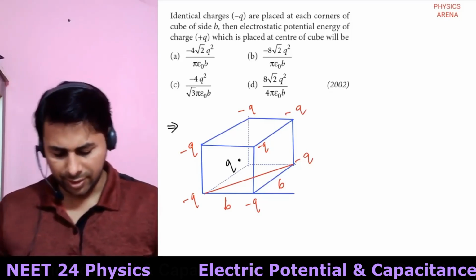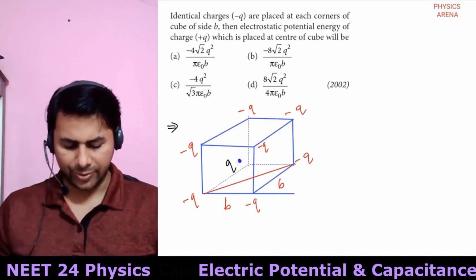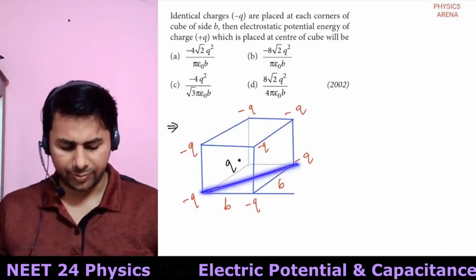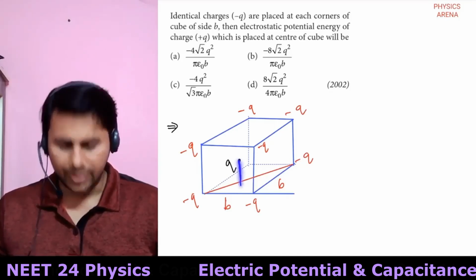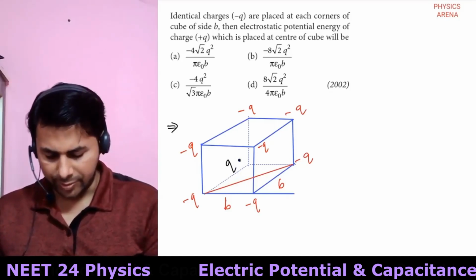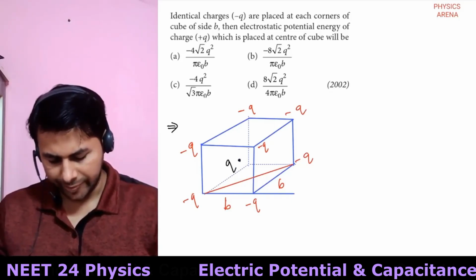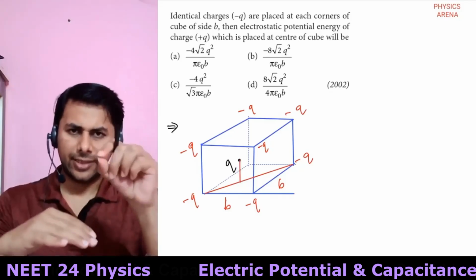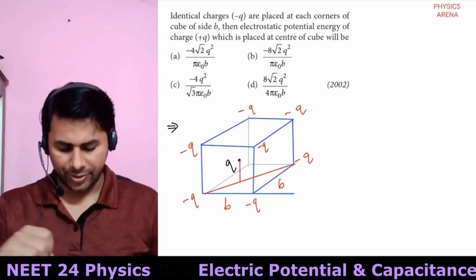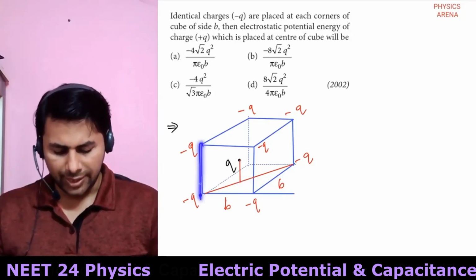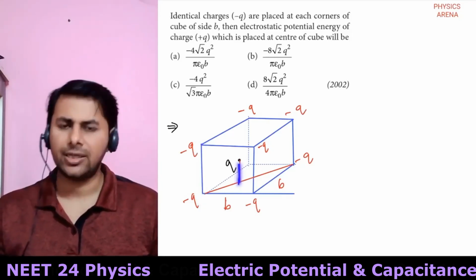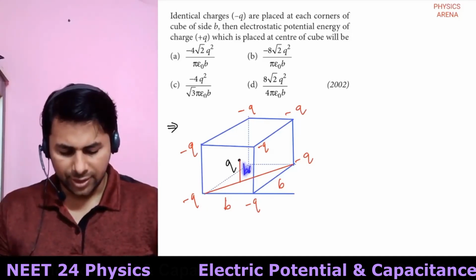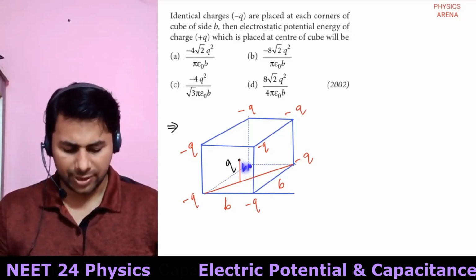Distance of this charge we have to find out. See, I have drawn a diagonal here. And then I am drawing a perpendicular from this charge on the diagonal. So this is at the center, that means it is at this much height. If the total height is equal to b, how much is this height? Height of the center is b by 2, right? So this distance is b by 2.